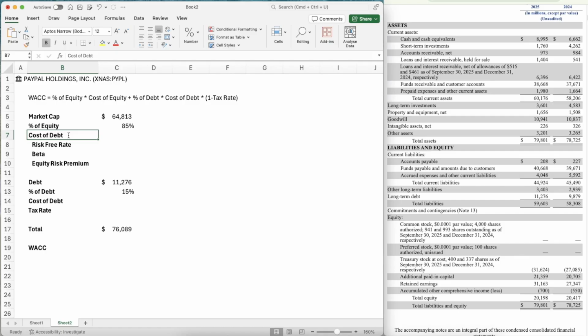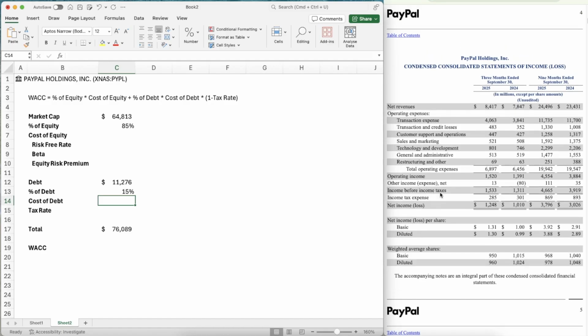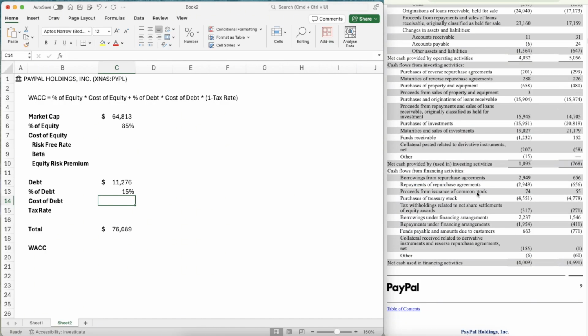Sorry, this is the cost of equity. What am I doing? Cost of debt. The way we'll do that is we take our interest expense here. No, it doesn't say. Normally there's a line saying interest expense. That does not seem to be there because it is down.